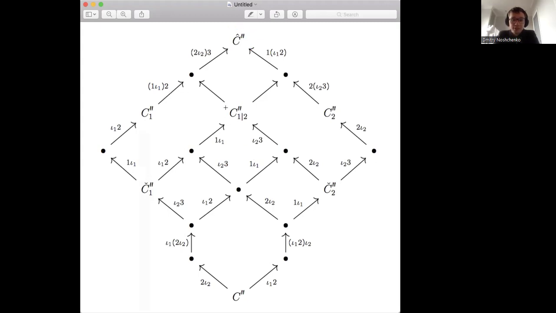And the structure gets much more complicated if you look, for example, at the next case.